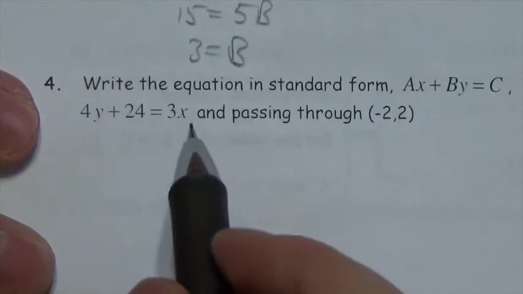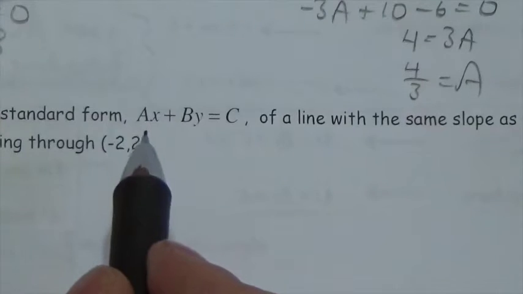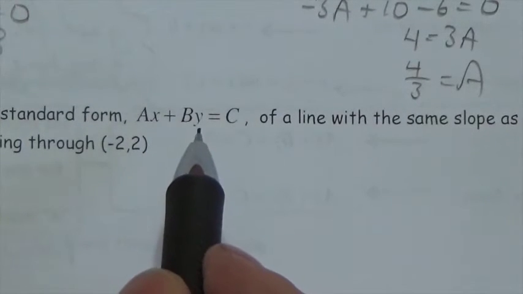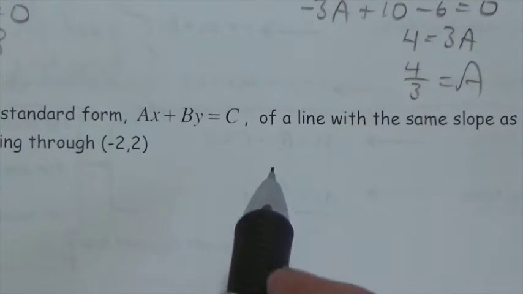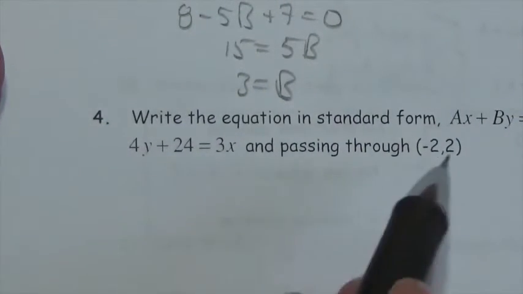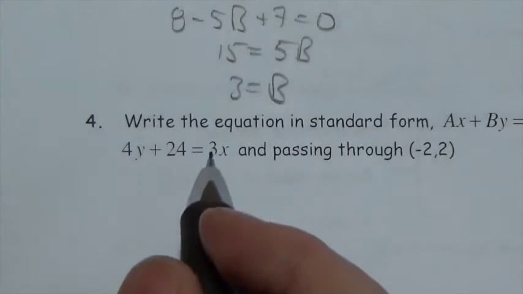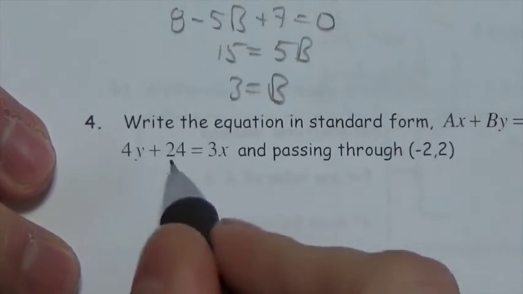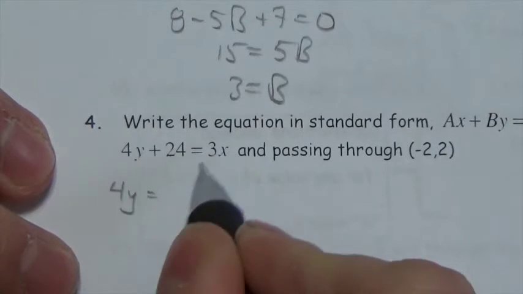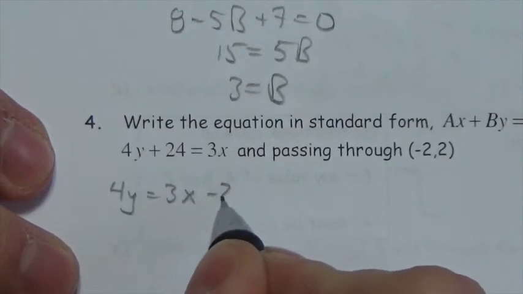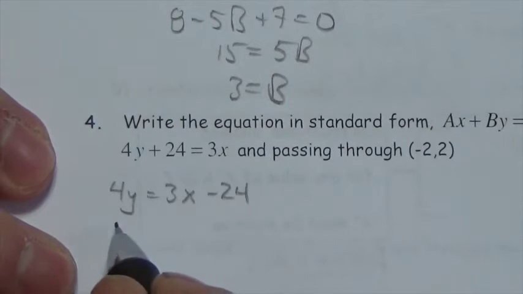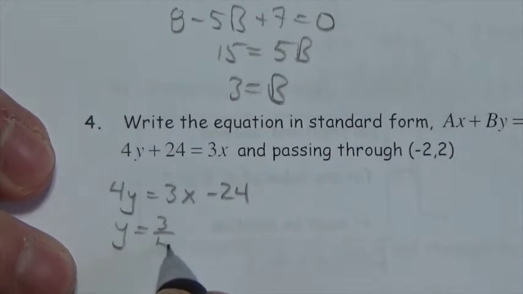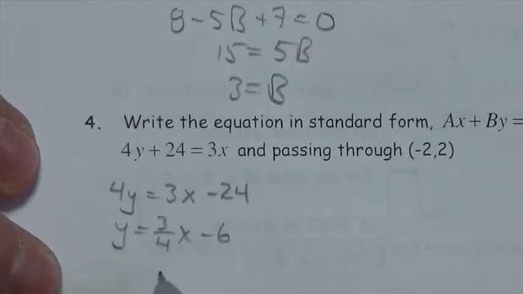All right, so the question says here, write the equation in standard form. So ax plus by equals c, and the only difference between this and general form is bringing the c over, of a line that has the same slope as this line and passing through this point here. Now, okay, well, first of all, we have to figure out what the slope of this line is. So I'm going to isolate the y here. So 4y, I'm going to bring the 24 over, is going to be 3x minus 24. And then I'll divide every term by 4 to get 3/4 x minus 6. So our slope here is 3/4.